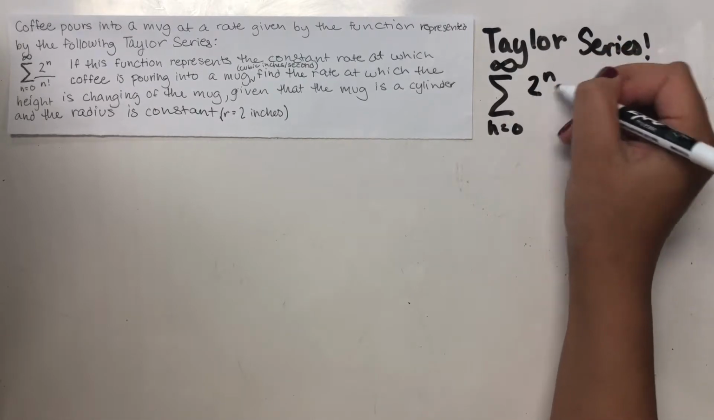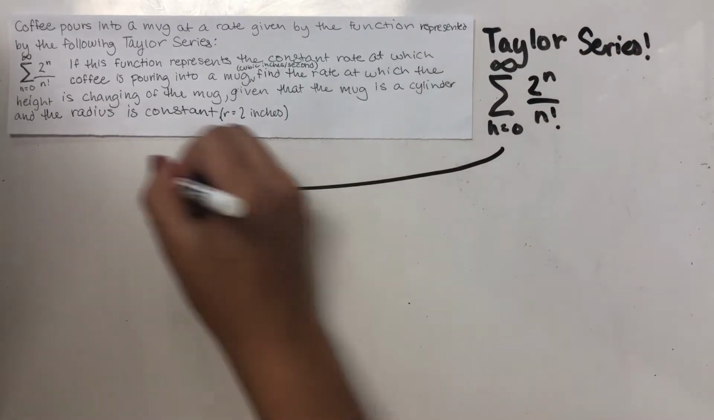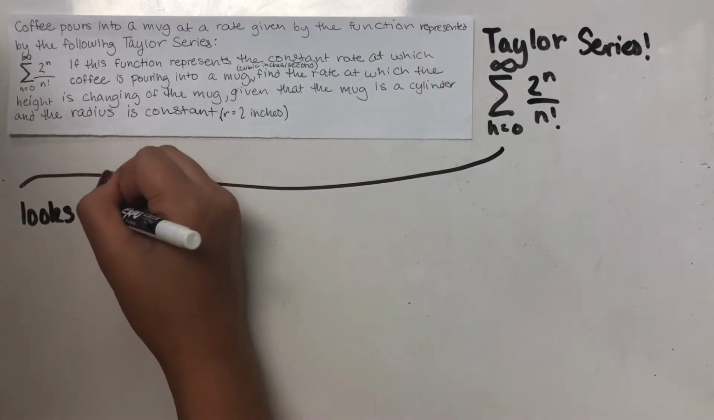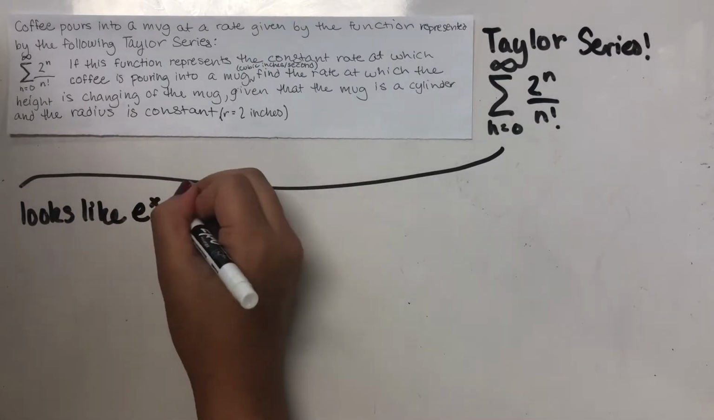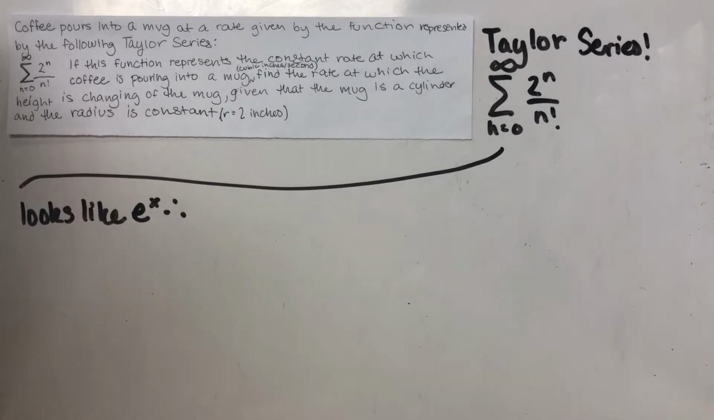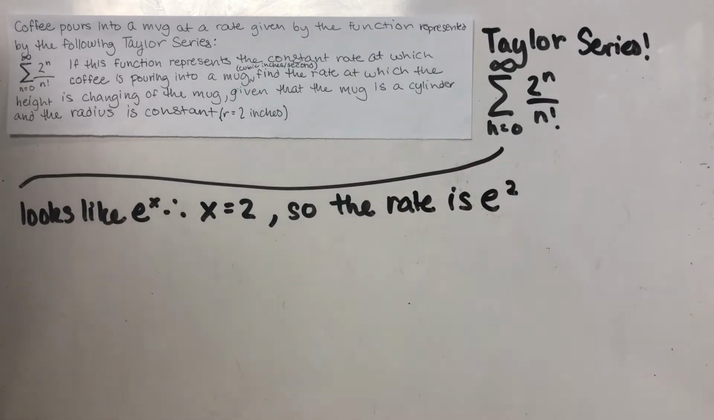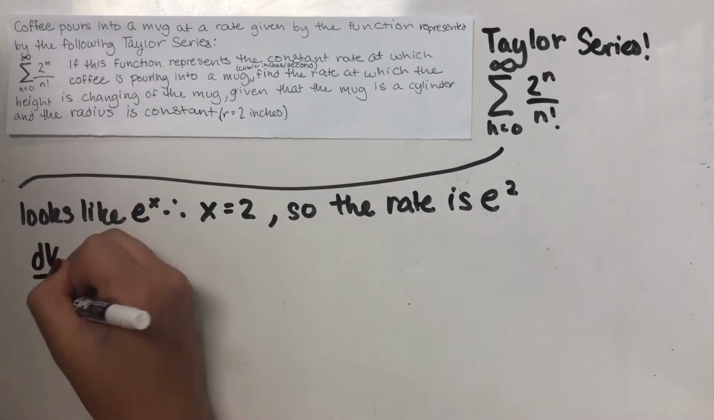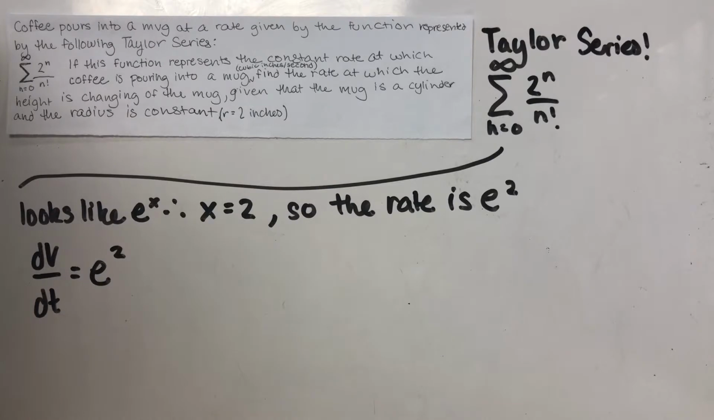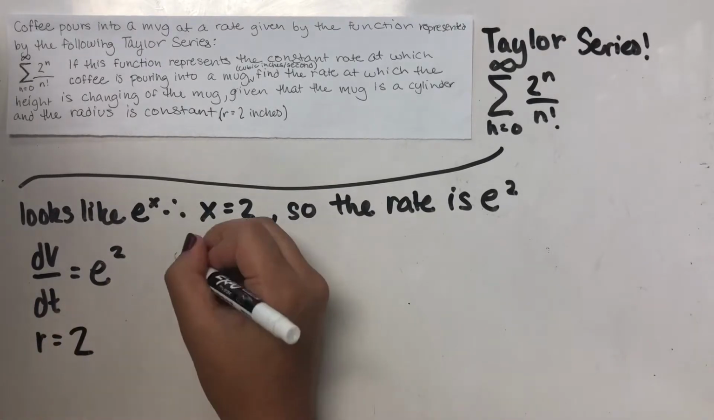First, we need to identify which function the Taylor series is representing in order to find the constant rate at which the coffee is pouring. The series looks like e to the x, but instead of x there's a 2, so therefore the series represents e squared. Now we know that dV/dt, where V is the volume of the mug, can be represented by e squared, and we know our radius is 2 because that was given.